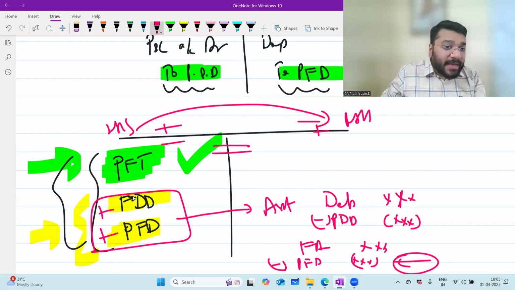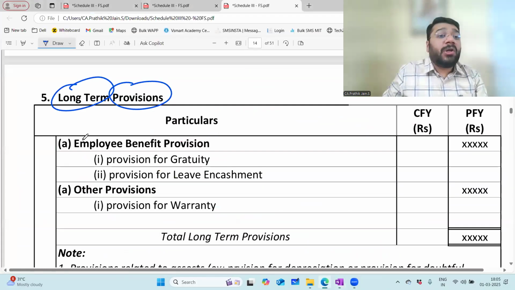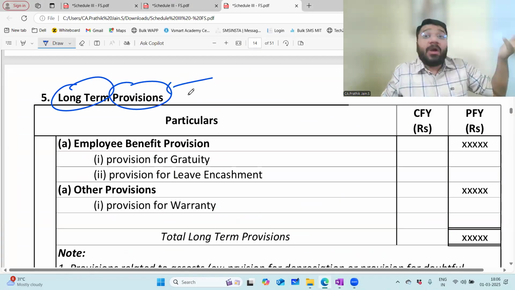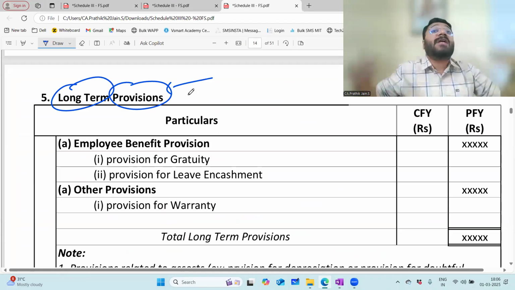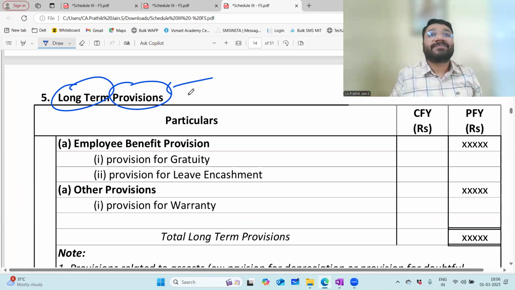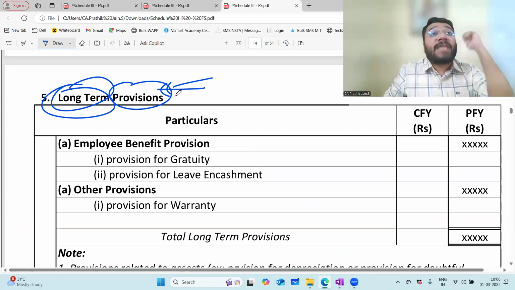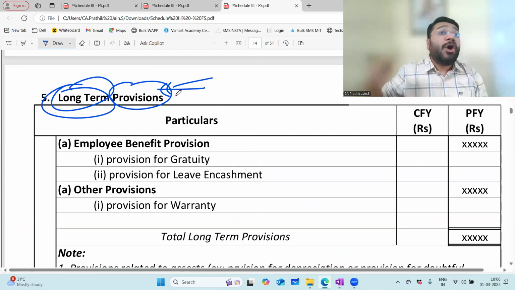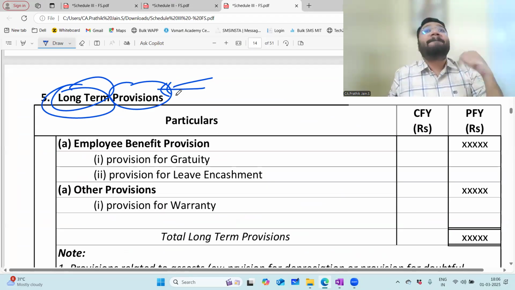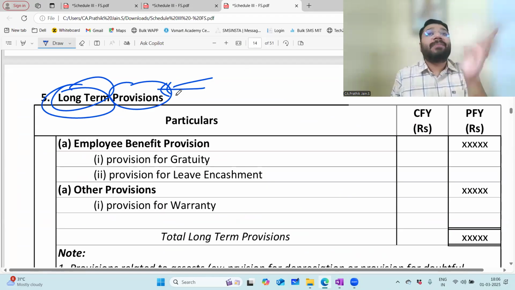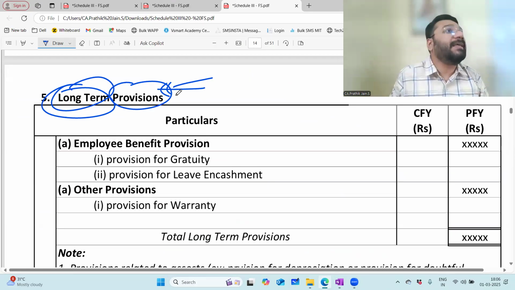Now, all these three are provisions. So when I'm talking about long-term provisions here, which provisions am I talking about? Am I talking about those provisions that I'm going to pay in future, or those provisions which are going to reduce the value of the assets? Here we have long-term provisions. Here the provision means which type of provision? The payment provision or the asset reduction provision? Payment provision. Unless you're clear with this concept, you'll not be able to categorize the provisions correctly.